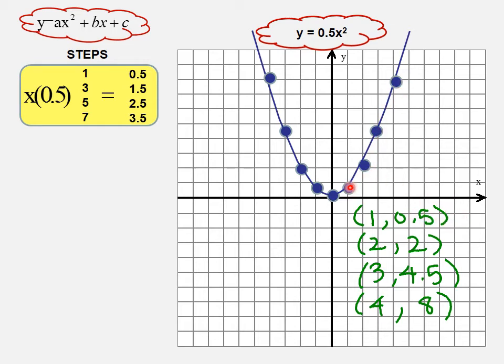And so here's, if we had to label what these points were, here's what they would be. So this one is at 1.5. This one is at 2, 2. This point is at 3, 4.5. And this point is at 4, 8.